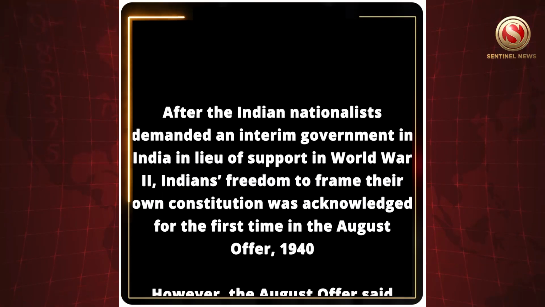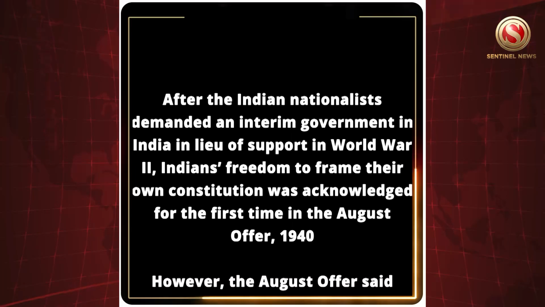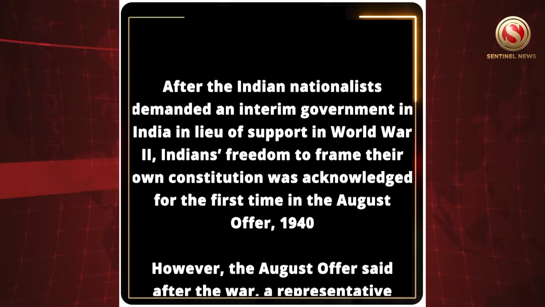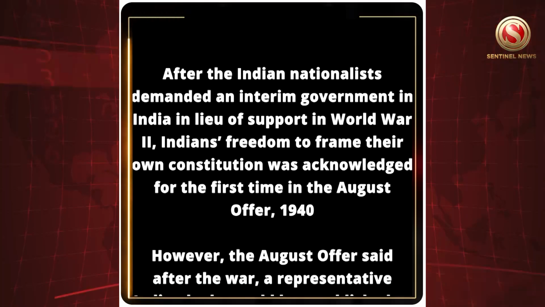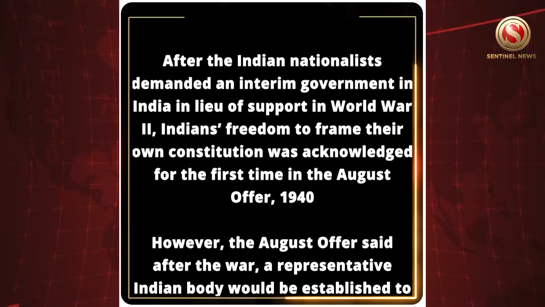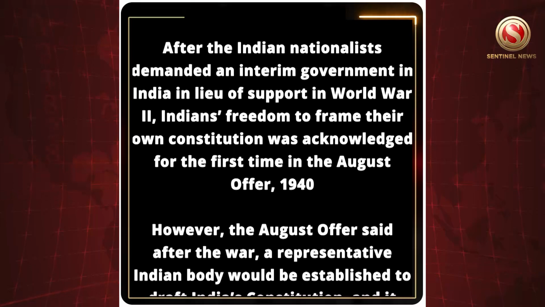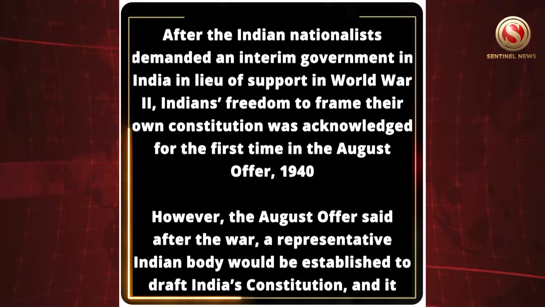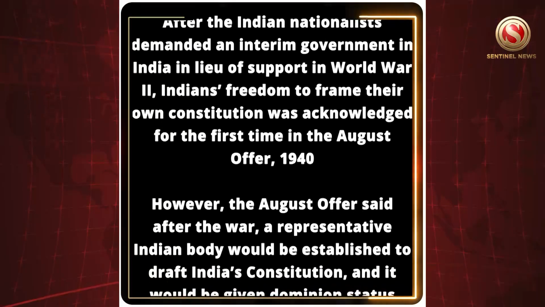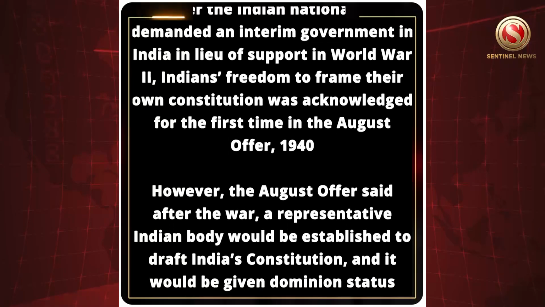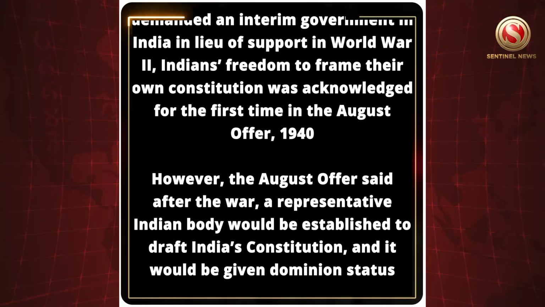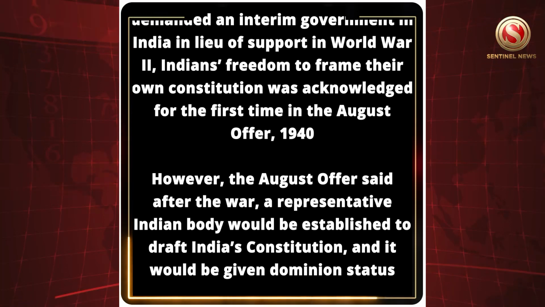After the Indian nationalists demanded an interim government in India in lieu of support in World War II, Indians' freedom to frame their own constitution was acknowledged for the first time in the August Offer of 1940. However, the August Offer said that after the war, a representative Indian body would be established to draft India's constitution and it would be given dominion status.